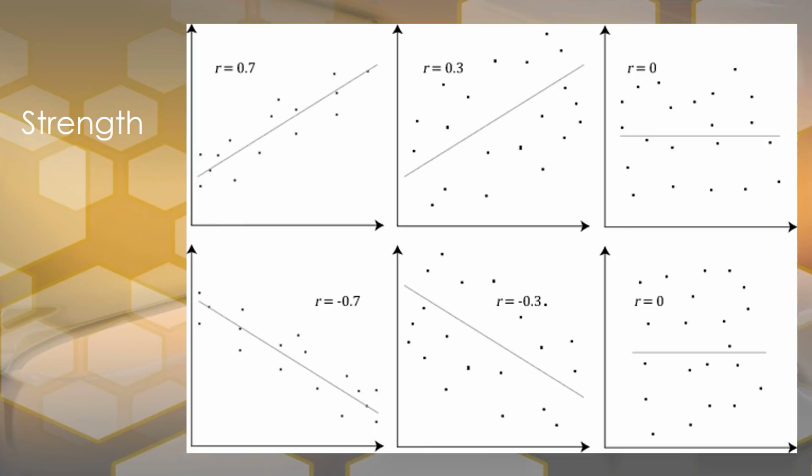The dots are random, so we can't predict with any accuracy what the outcome variable will be with our x variable or predictor variable. We have no idea what it will be. It's just random. So we go from pretty strong, where we can accurately predict our y, to we can't really predict it at all because it's just random.